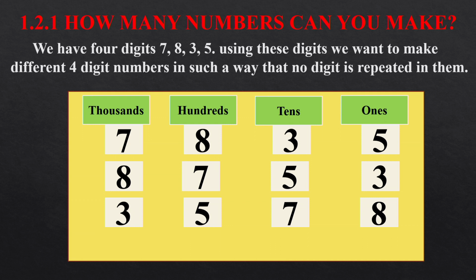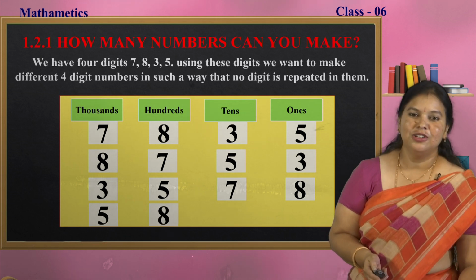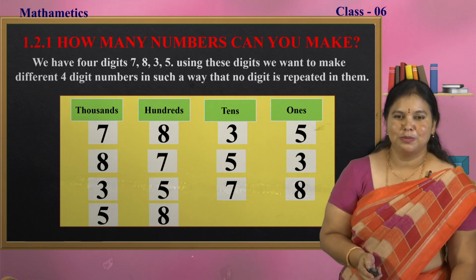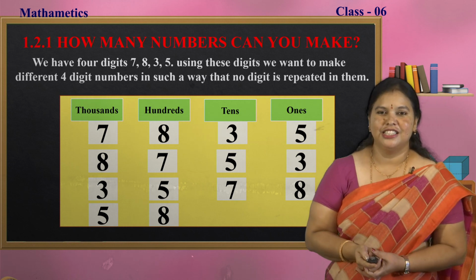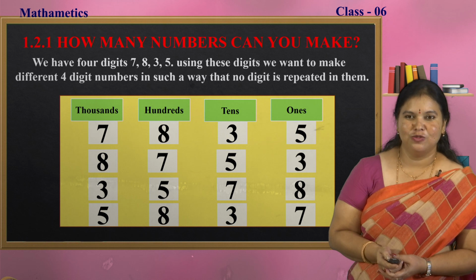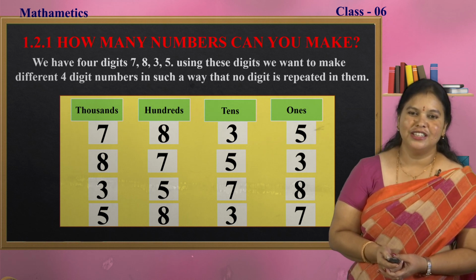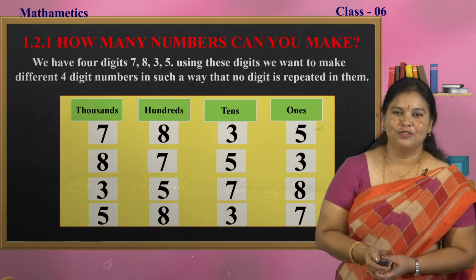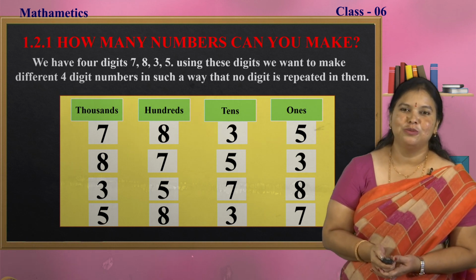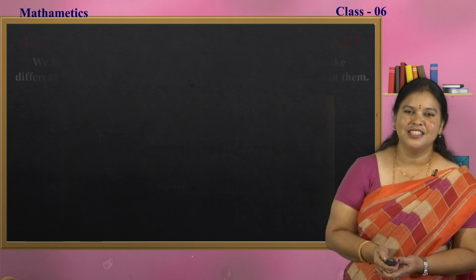We will take another example like this. We will put 5 in thousands place, 8 in hundreds place, 3 in tens place and 7 in ones place. Which number has formed? It is 5837. Well, you have learnt how to make numbers using the given digits. Yes, let us see another example.